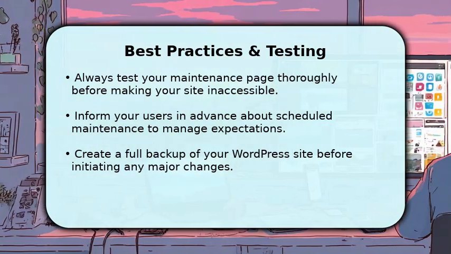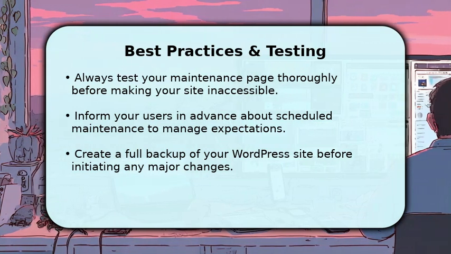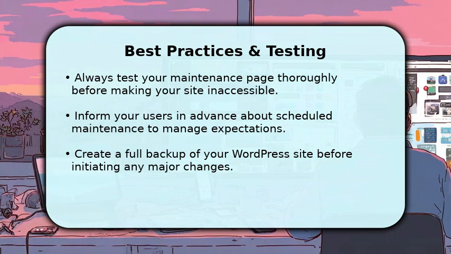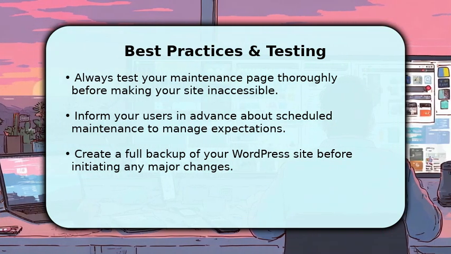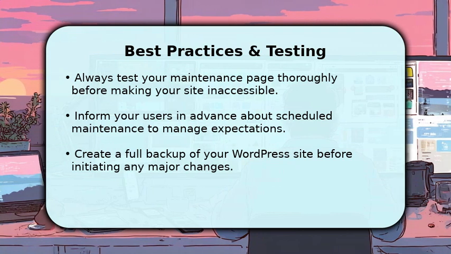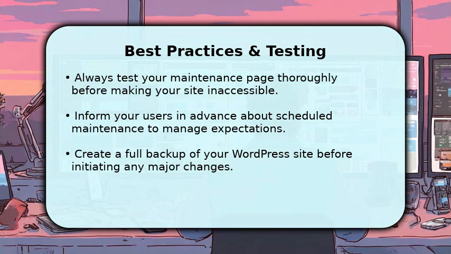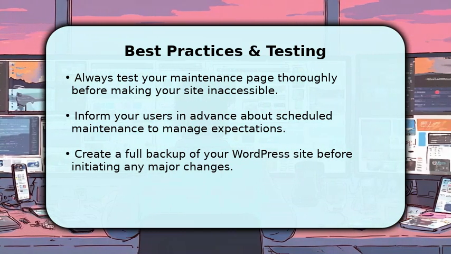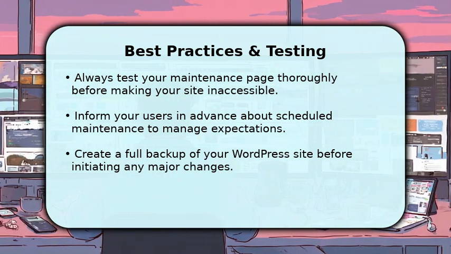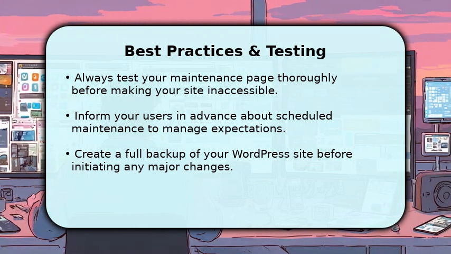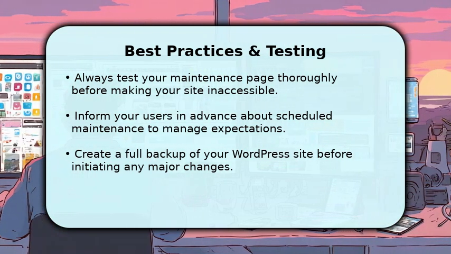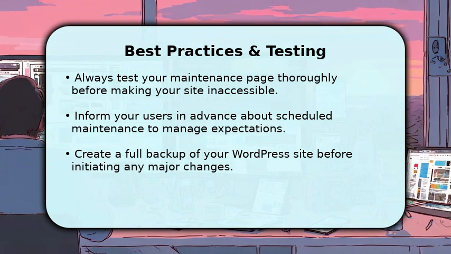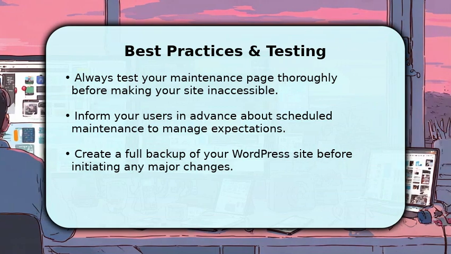Before making your site inaccessible, always test your maintenance page to ensure it displays correctly. It's also a good practice to inform your audience about scheduled downtime, perhaps through social media or email, to manage their expectations. Crucially, always perform a full backup of your WordPress site before undertaking any significant updates or changes. Keep your maintenance message clear and concise, and aim for a reasonable duration to minimize disruption for your visitors.